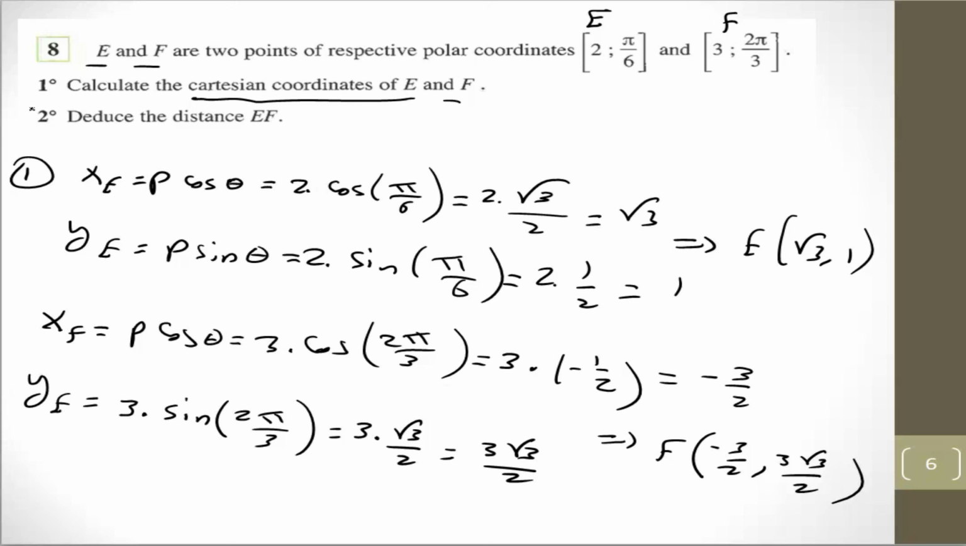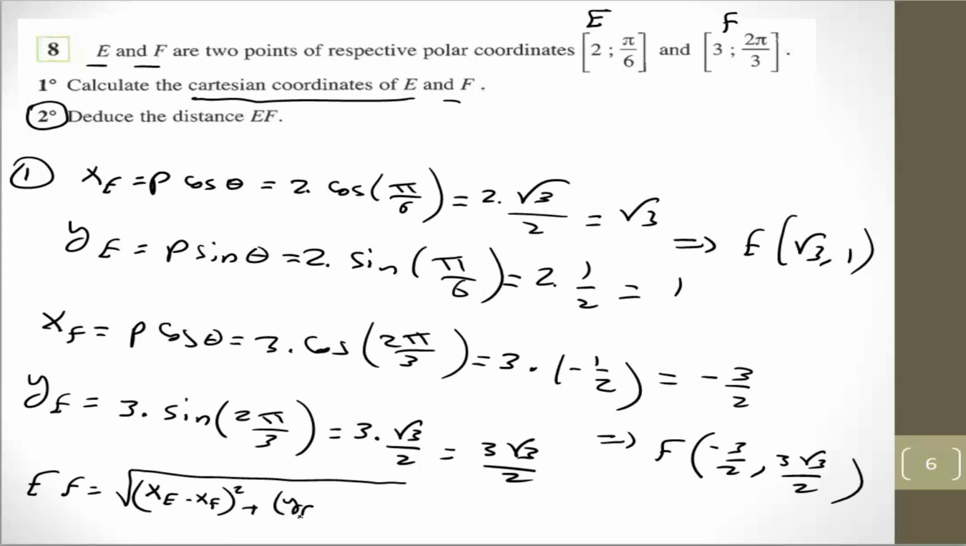In part 2, he said to deduce the distance from E to F. We know that EF equals the radical of (x_E minus x_F) squared plus (y_E minus y_F) squared. I'll give you time to do the calculations here, so you may use your calculator. This is x_E, this is y_E, this is x_F, this is y_F. Just use your calculator to find the distance from E to F.